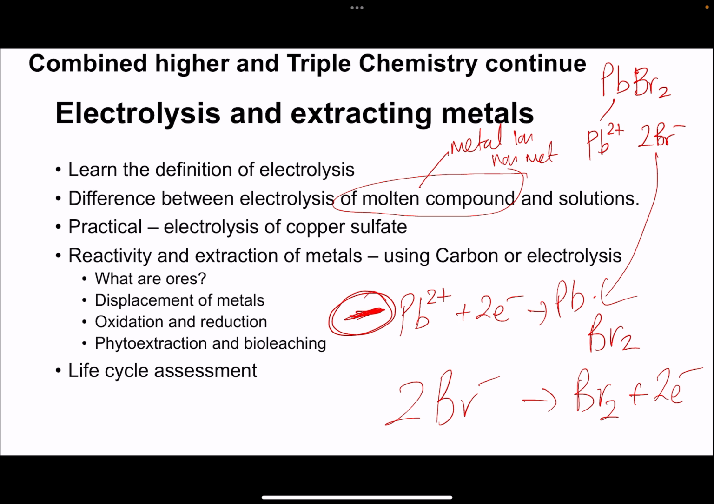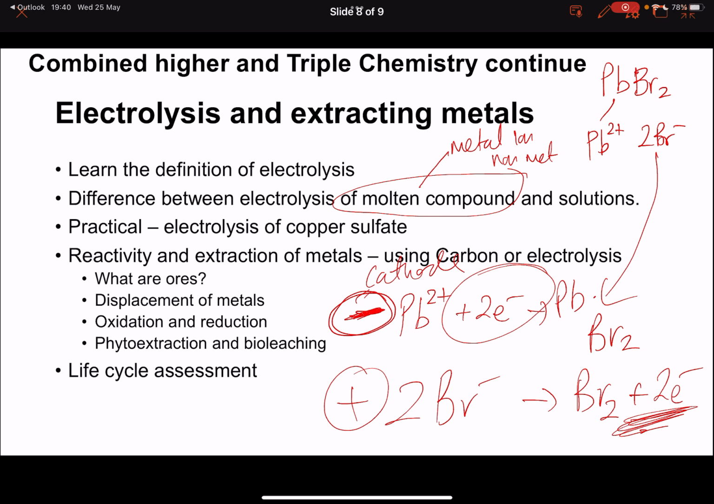At the cathode, reduction, so that's cathode, sorry, lead 2 plus will go to the cathode and Br minus will go to the anode. That's right. So oxidation happens at the anode. Oxidation is loss of electrons. So can you see electrons are being lost? Reduction is gain of electrons, so lead 2 plus is gaining electrons.